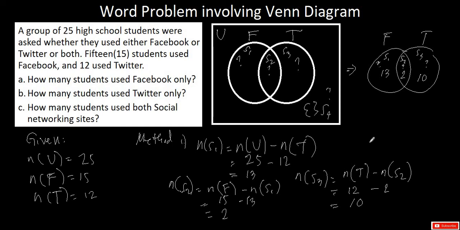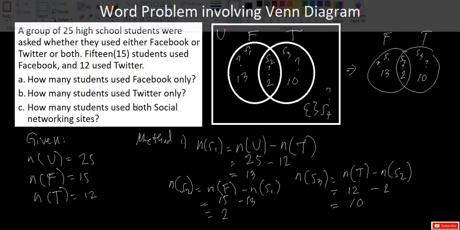Okay, now we can also solve this problem using another method. But first, let's write our answers to the first method, and let's compare if we can still get the same answer using another method. So we have computed that the cardinality of S sub 1 is 13, the cardinality of S sub 2 is 2, and the cardinality of S sub 3 is 10. Okay, so let me erase our solution in method 1 so that we could have space for method 2.